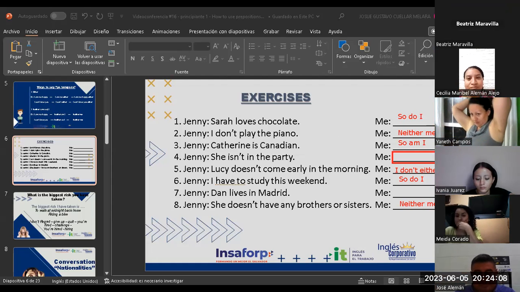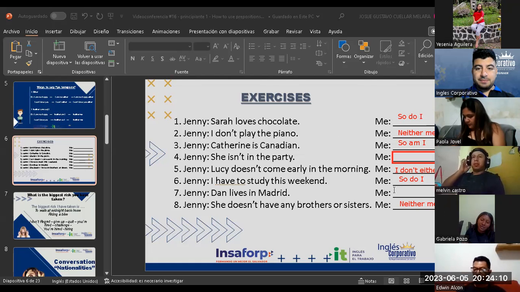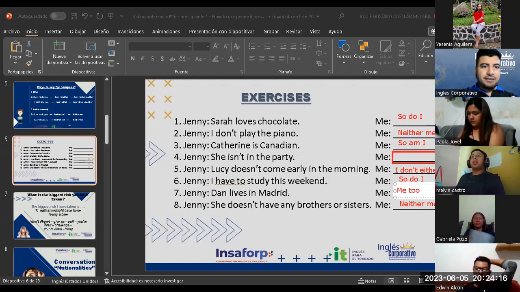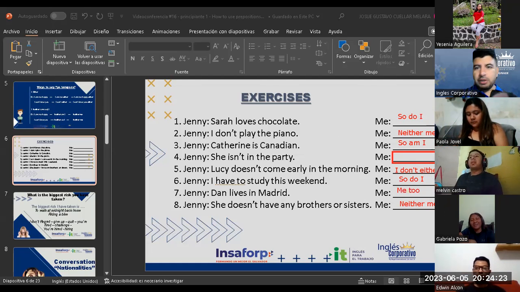Dan lives in Madrid. Lives, me too? ¿Puedes usar me too? Yes, of course, me too. La vieja confiable, fácil y práctico. Igual que neither me, fácil y práctico. Pero sí, es bueno también utilizar las demás, por eso es bueno dar opciones.